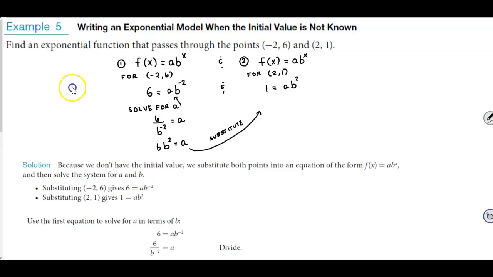So what we can do is solve for a from either one of these. Now, we're going to pick the first one. It doesn't matter which one you choose to use. By solving for a, we're going to divide both sides by b^(-2), and then rewrite this using exponent laws. So b^(-2) is the same thing as b^2 in the numerator. So a is going to equal 6b^2, and then we're going to substitute what we solved for a into this equation to be able to solve for b.